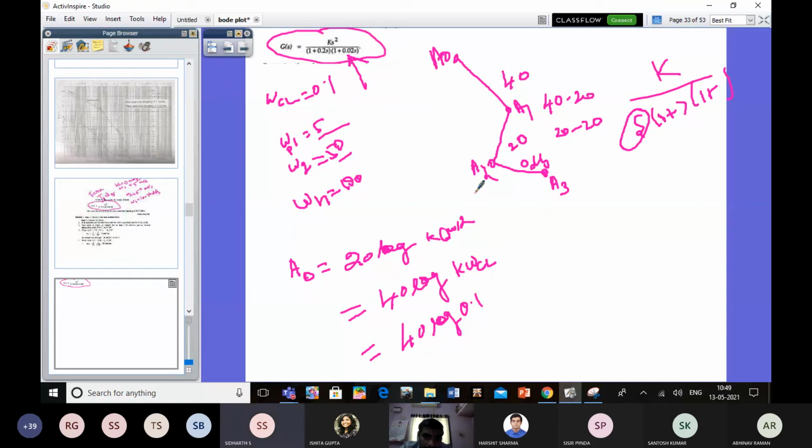All problems won't come like that, dear. You can see the transfer function. That's what I am saying from beginning to end. In the previous problem also I told you. Previous to previous problem also I told you. Siddharth, do you understand now? Yes, sir. So 40 log of 0.1. What is 40 log of 0.1? Minus 40 dB.